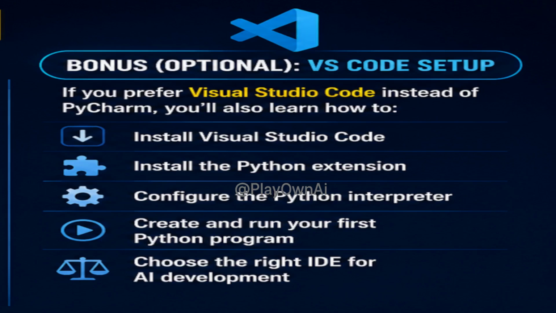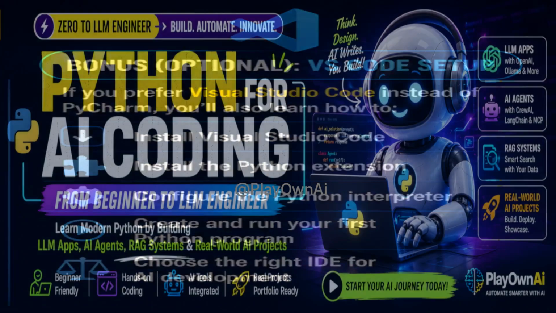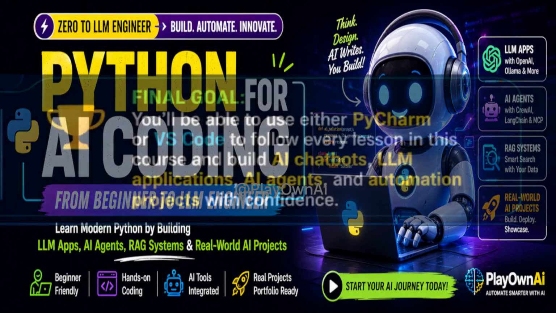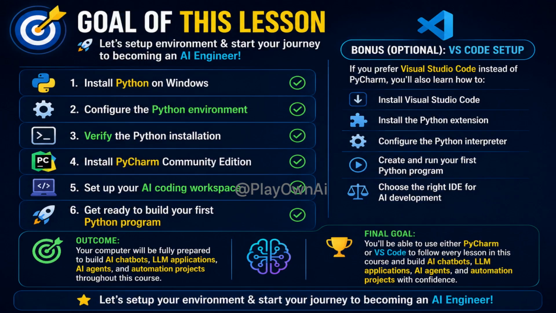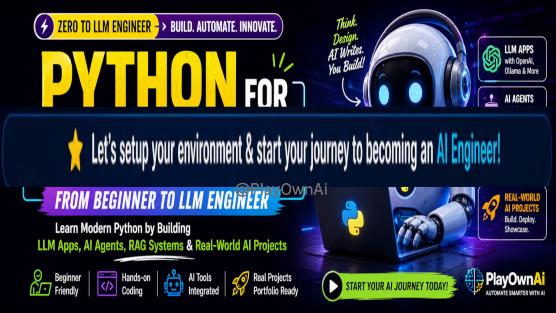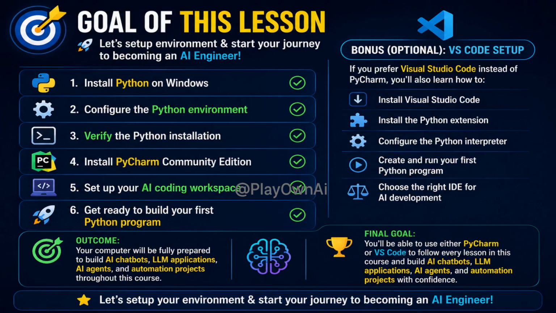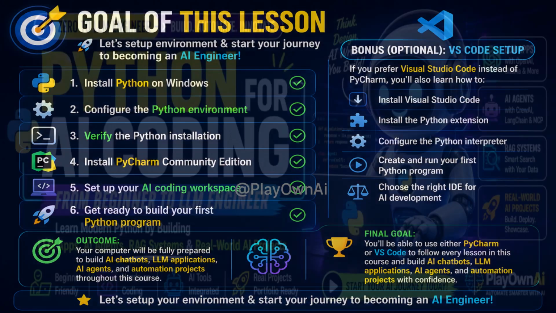Outcome: your computer will be fully prepared to build AI chatbots, LLM applications, AI agents, and automation projects throughout this course. Final goal: you'll be able to use either PyCharm or VS Code to follow every lesson in this course and build AI chatbots, LLM applications, AI agents, and automation projects with confidence. Your mission: let's set up your AI development environment and take the first step toward becoming an AI engineer.